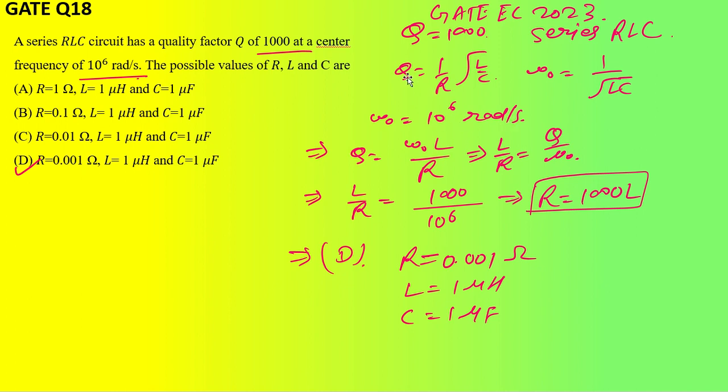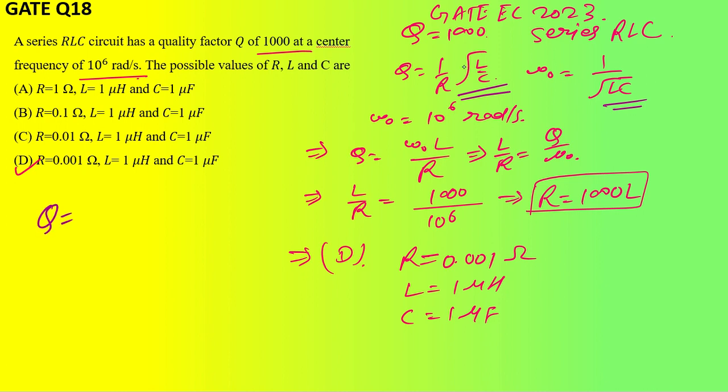You know the quality factor is 1 by R root L by C. I have derived this also. And omega naught will be 1 by root LC, right? These are the two formulas that you have to identify. Now, if you try to understand what is going to happen if I put omega naught here, Q will be omega naught L by R. Can you get that? I will do one thing.